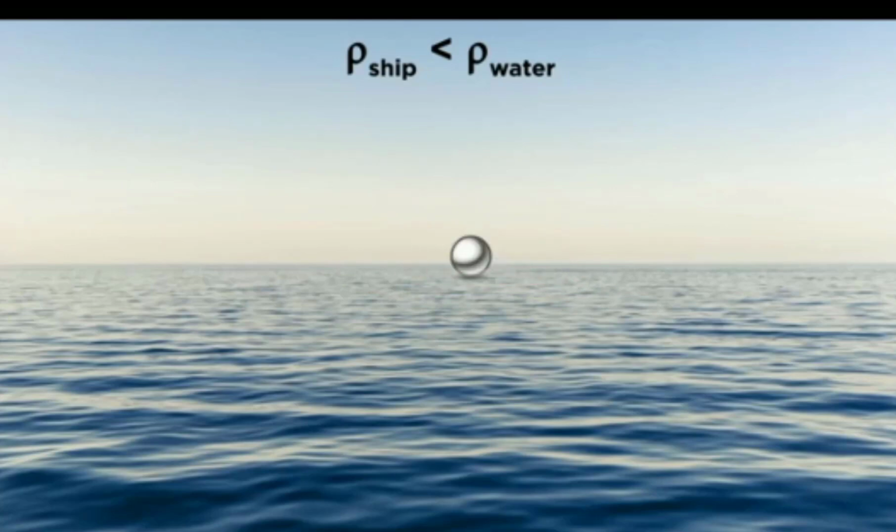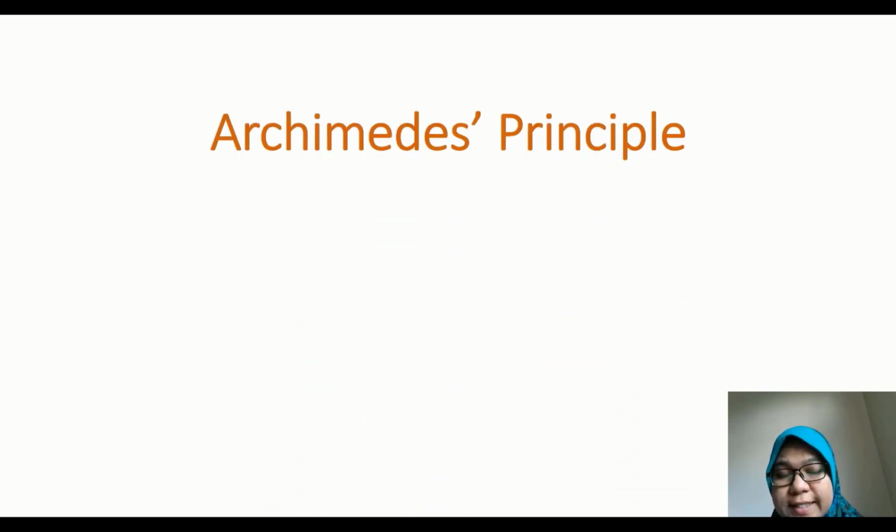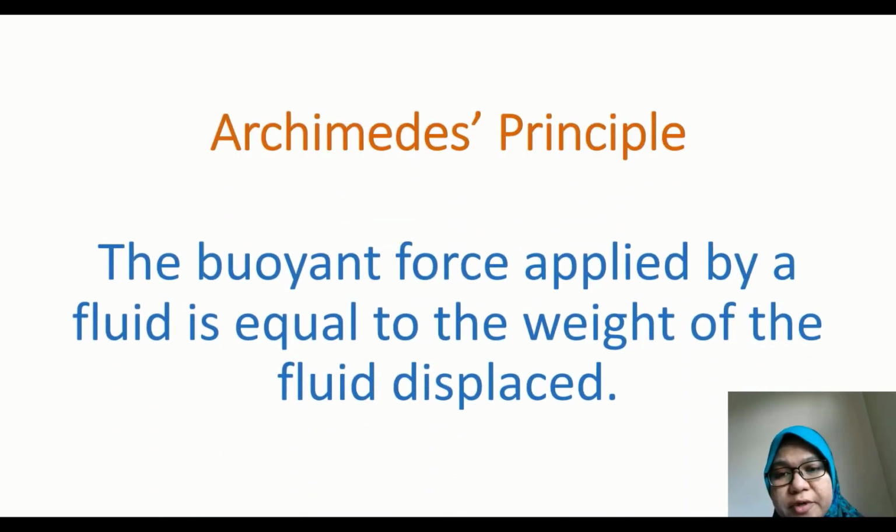And just now we agreed that the steel ball will sink. At least, when the ship floats, the weight of water displaced is equal to the buoyant force. So it's in equilibrium and it can float. So now we come to the principle: the buoyant force applied by a fluid is equal to the weight of the fluid displaced. So this is Archimedes' principle.